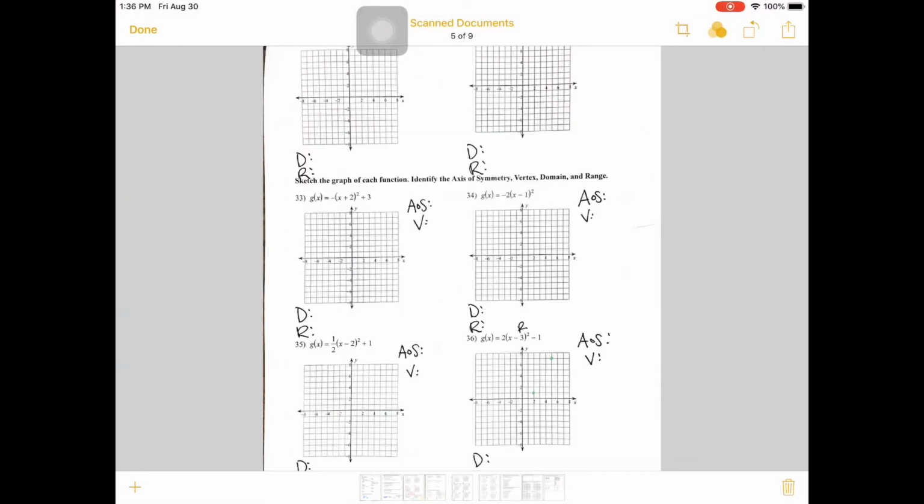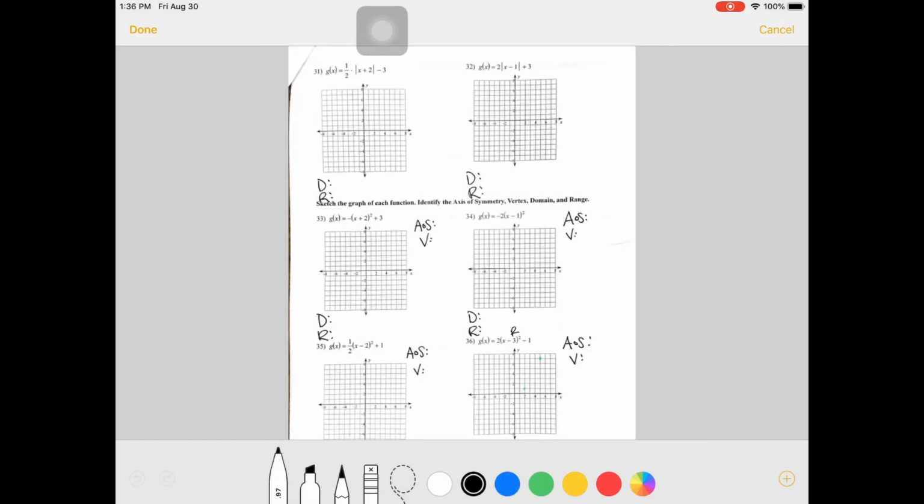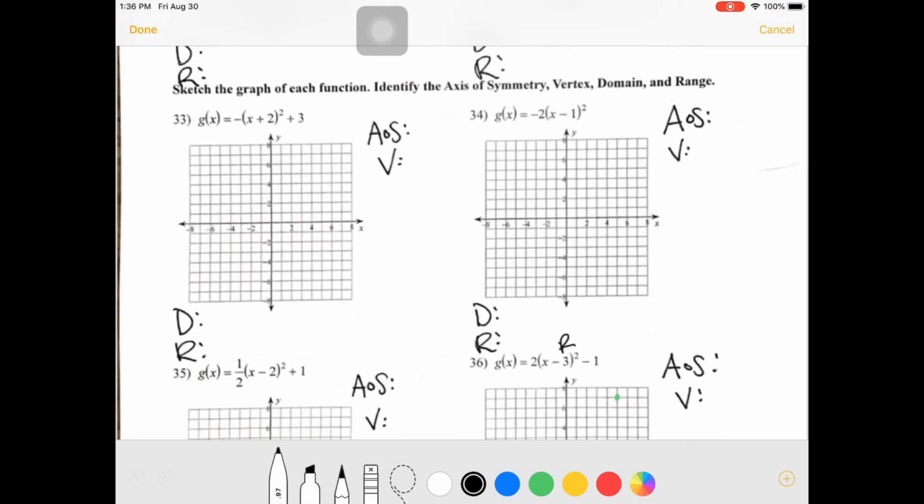Okay, I'll talk you through a quadratic as well to make sure that we are ready for that. But the process is, as we've talked about in class, very similar. So if we do number 33, I would go left 2 and up 3. So that means my vertex is at -2, 3. Your axis of symmetry is always through your vertex, so it's x equals -2.